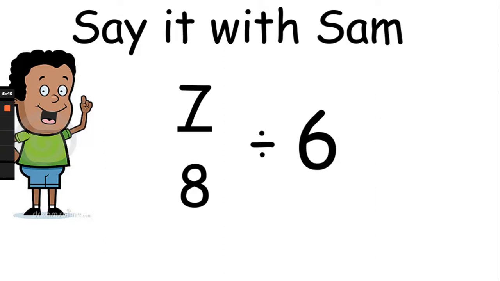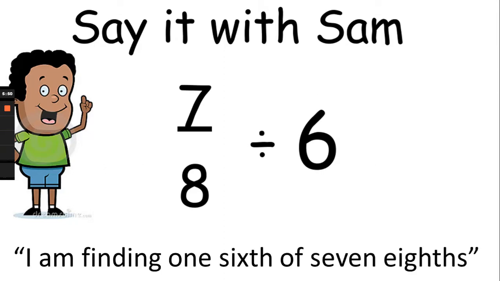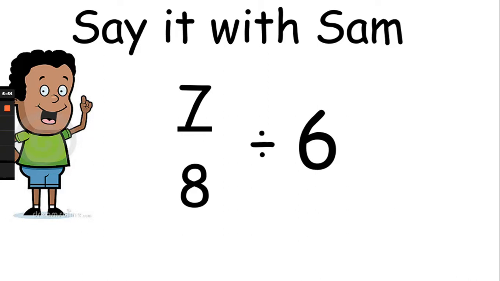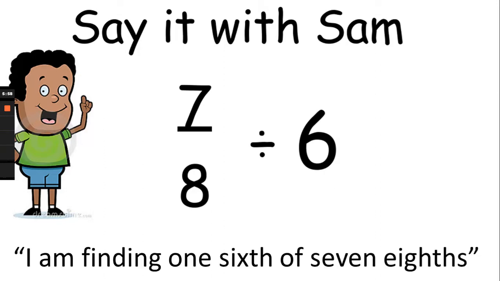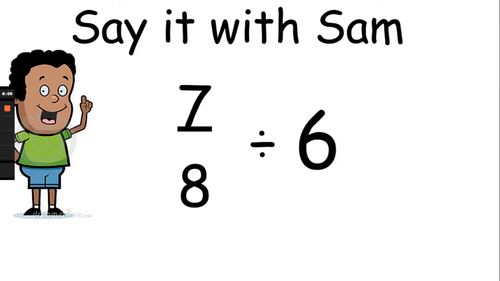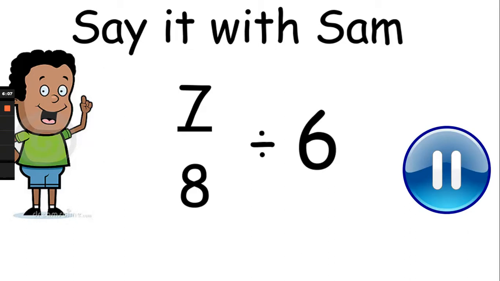Moving on to Say It with Sam. Sam's dividing by 6. So Sam is finding 1/6. So let's say this together. I am finding 1/6 of 7/8. Now say it by yourself. Let's try that again. I am finding 1/6 of 7/8. Say it again. Now pause the video, write down your equation and solve it.